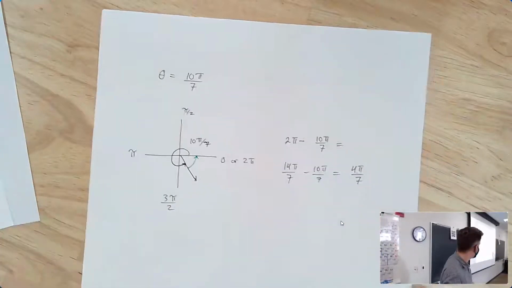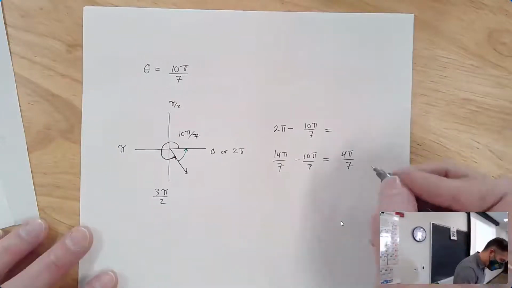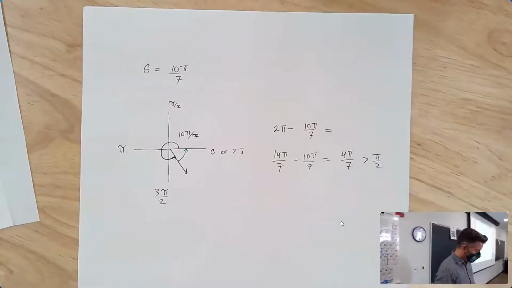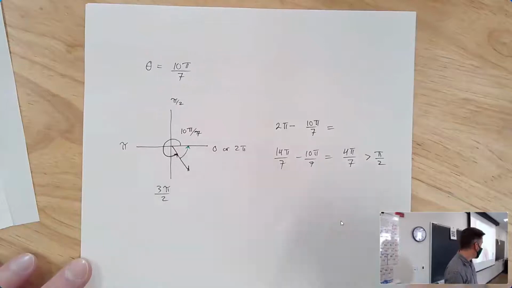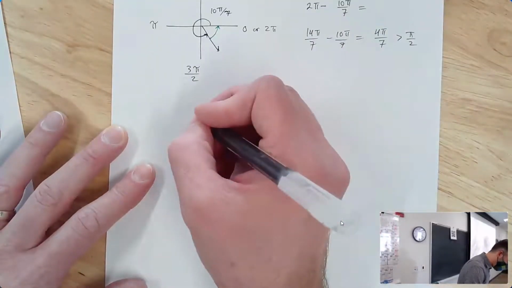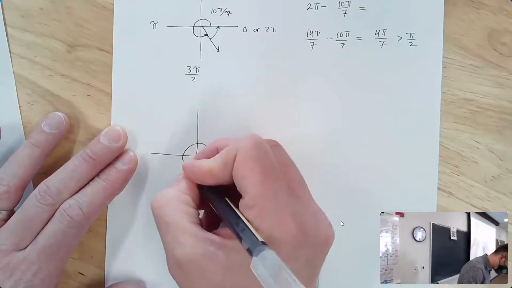But let me ask you all, is that bigger than half a pi? Is 4 sevenths bigger than a half? It is, right? Because 4 sevenths is definitely bigger than 4 eighths, and that's equal to a half. So this is bigger than pi over 2. It can't be a reference angle, which means we picked the wrong quadrant. That's okay. We can go back and say, well, that's not right. I'm just going to leave that right there. What we actually should have had is that this is in the third quadrant.